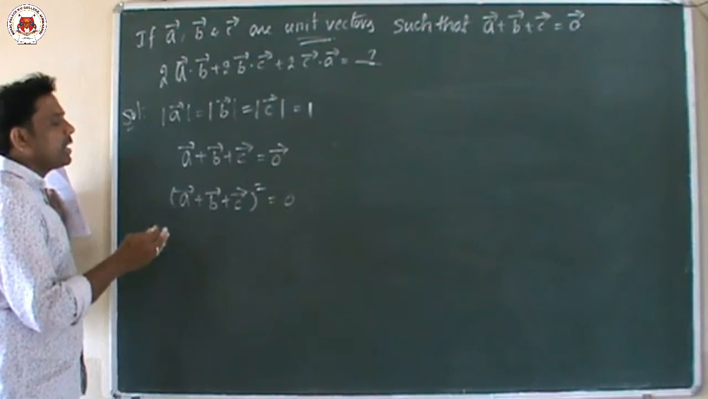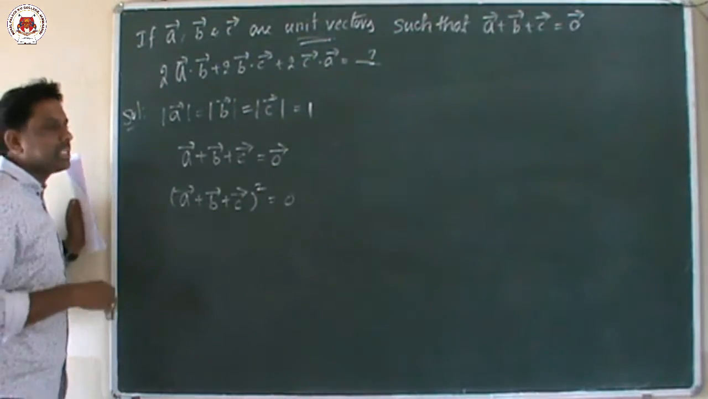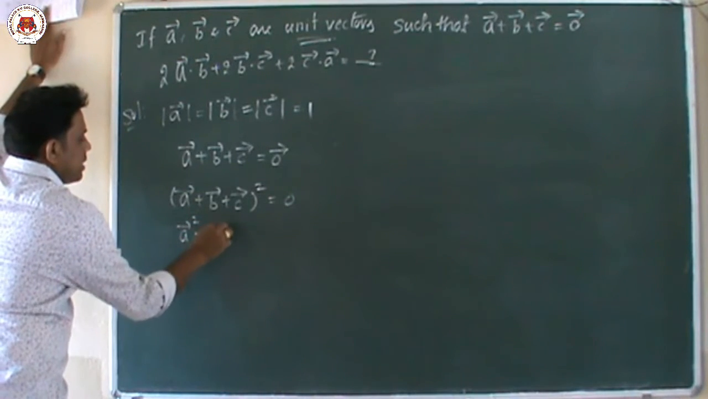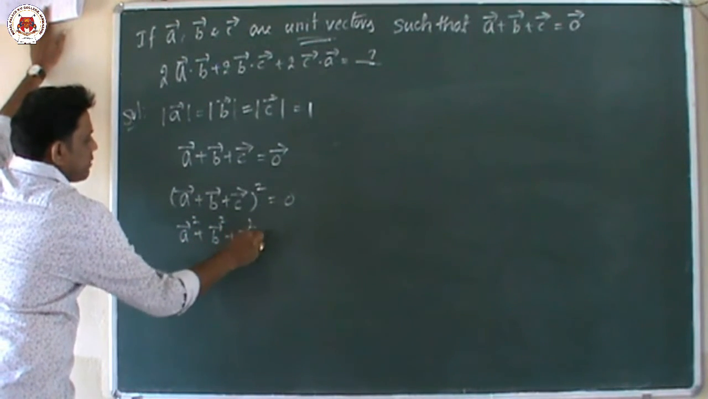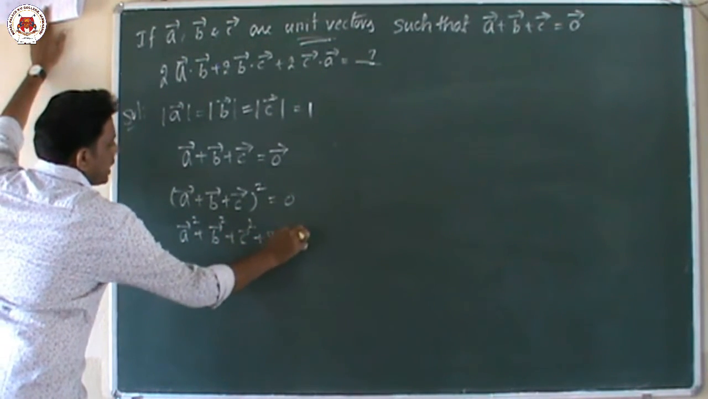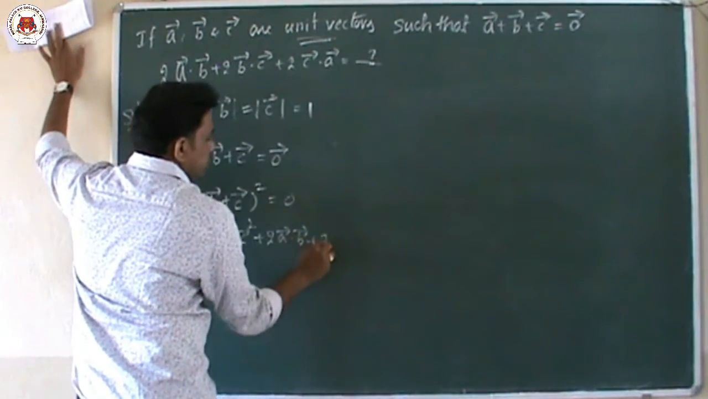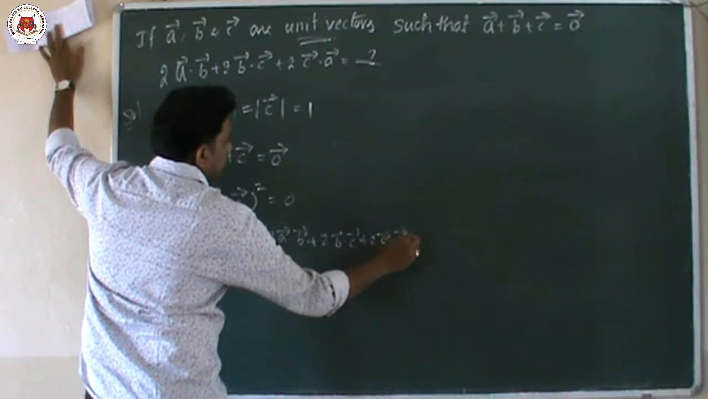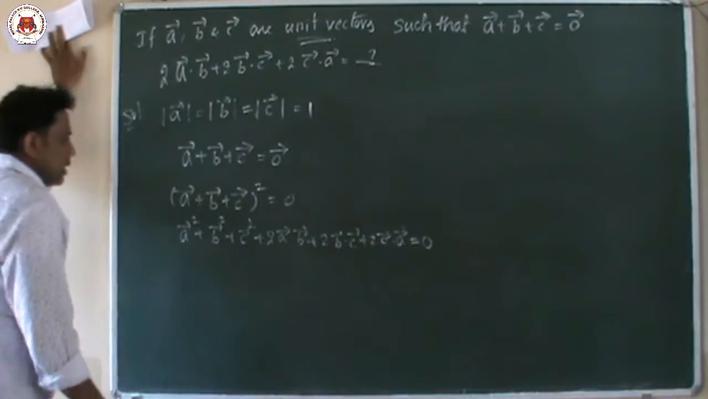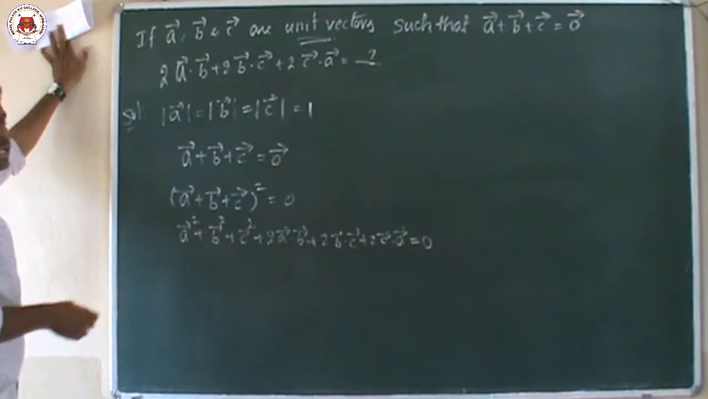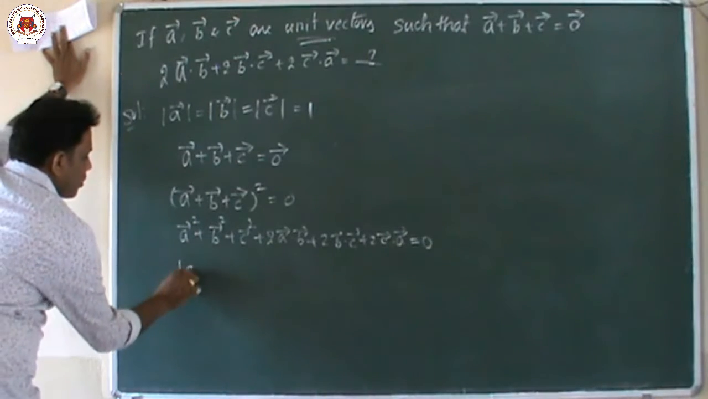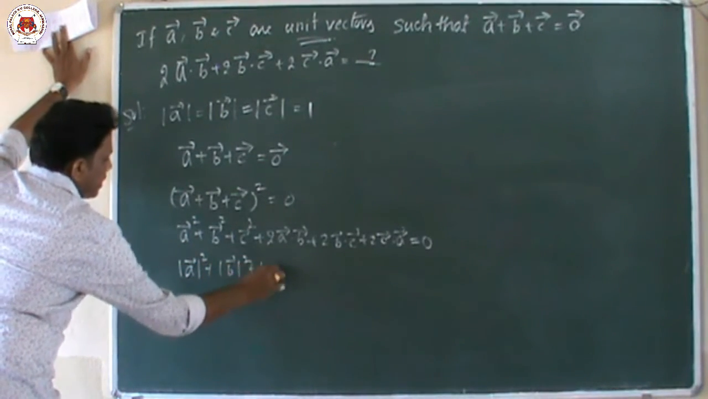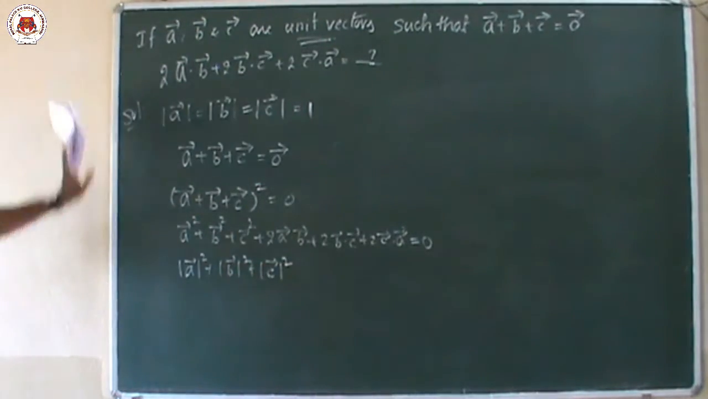But we can do it in an easy manner. So A plus B plus C whole square, assume that, then it is A square plus B square plus C square plus 2 into vector A dot vector B plus 2 into vector B dot vector C plus 2 into vector C dot vector A is equal to 0. So children, any vector square we can write as its modulus also. Then we can write mod of vector A square plus mod of vector B square plus mod of vector C square.